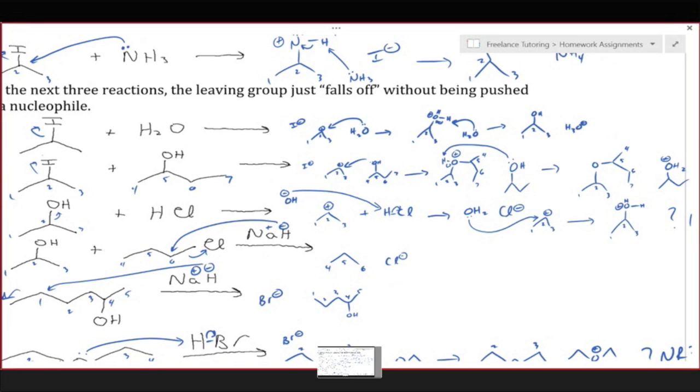So try to come up with an alternative first step. What does it look like should really happen first in that reaction? What does it look like is going to happen first? I was confused by that. It said the next three reactions, the leaving group just falls off, and so I was kind of confused why that would have just fallen off. But okay, good. So let's try to rethink that. So what would be a more reasonable first step?